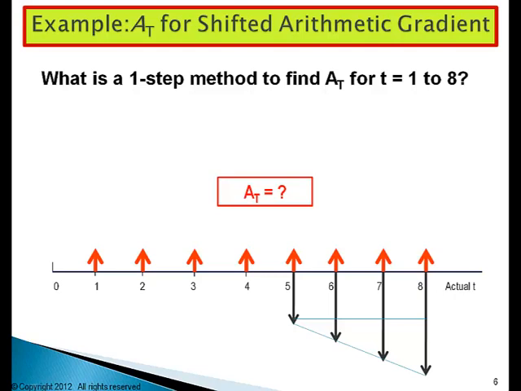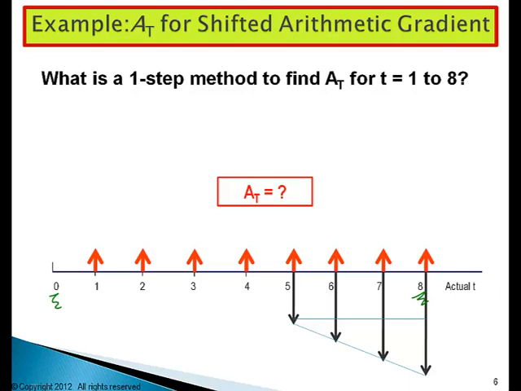Right. Look at this. It's the same cash flow series that we've been analyzing. So what do you think might be a one-step method to find the A sub t for years 1 through 8? Think about it for a couple of seconds. If you answered to multiply the total P sub t value in the year 0 by an AP factor for 8 years, then you're correct. Or you might have answered that you would multiply the future worth in year 8 by the AF factor for 8 years. That's also correct. So you can work from one end or the other.